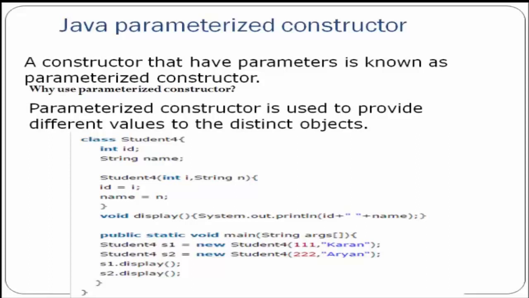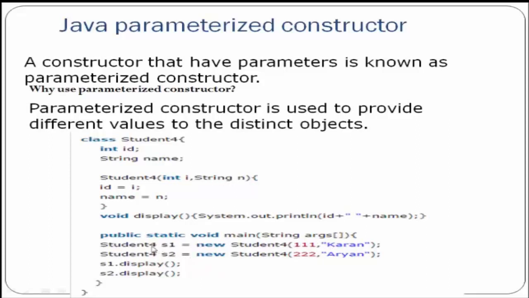In a parameterized constructor, whatever values we pass in the parameters, we are initializing the data members of Student4 with the same values. Fine, and then you can see there's a main method. Inside the main method, we have created two objects of Student4, s1 and s2, and whenever we create an object, we are doing new Student4 and passing parameters. So this is actually calling the parameterized constructor.